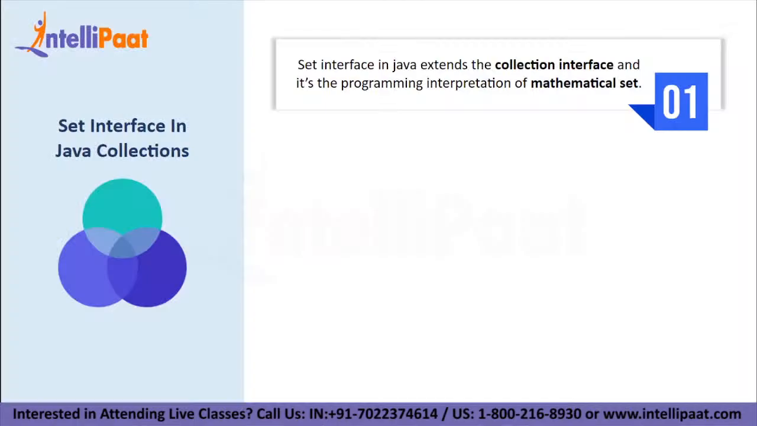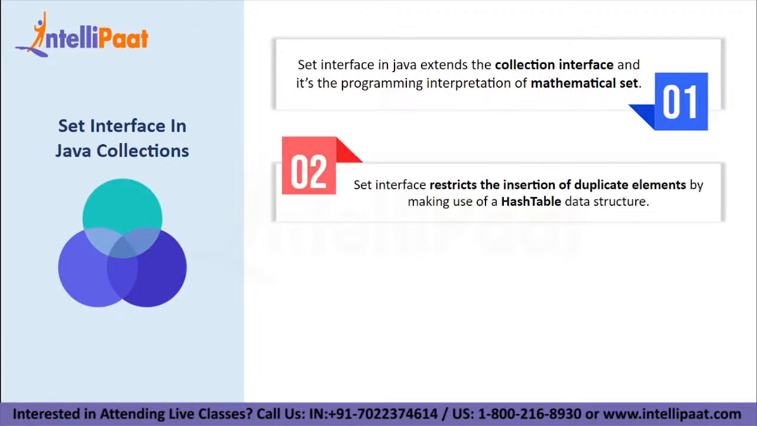The Set interface is part of the java.util package and implements the Collection interface. It is, as the name implies, the programming interpretation of a mathematical set. This particular interface contains the methods inherited from the Collection interface and adds a feature that restricts the insertion of duplicate elements by making use of a hash table or HashMap data structure.